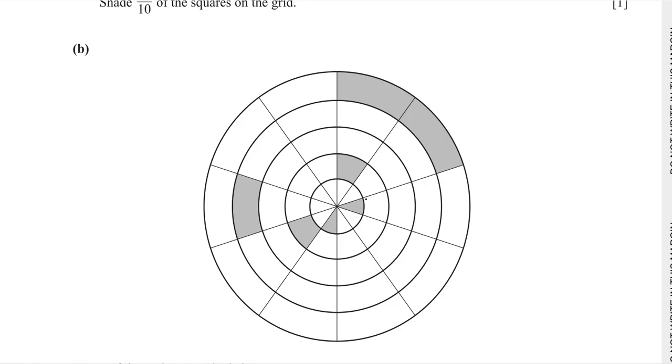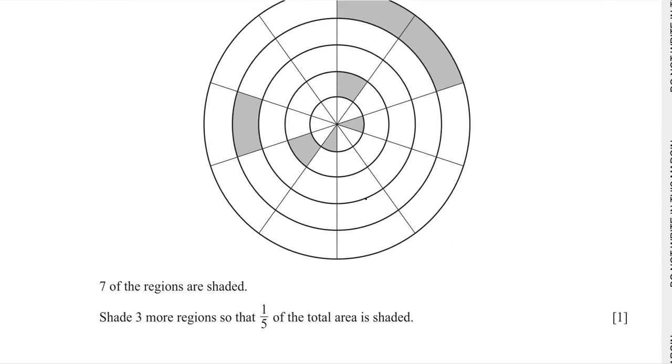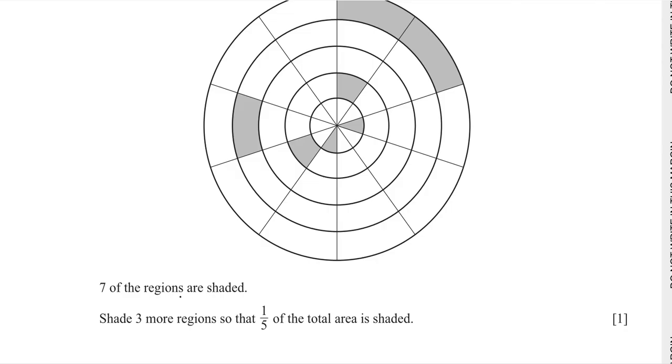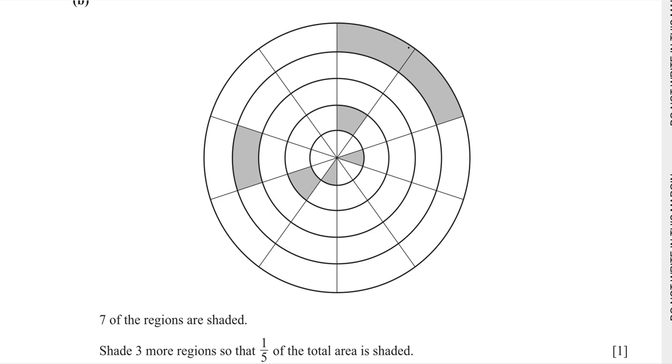Let's go to part B. 7 of the regions are shaded. Shade 3 more regions so that 1/5 of the total area is shaded. So first let's count how many total regions we have. 1, 2, 3, 4, 5, 6, 7, 8, 9, 10. So there are a total of 10 regions, and what we need to do, we need to shade 1/5 of the total 10. That's going to be equal to 2.